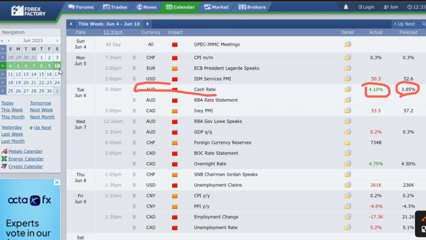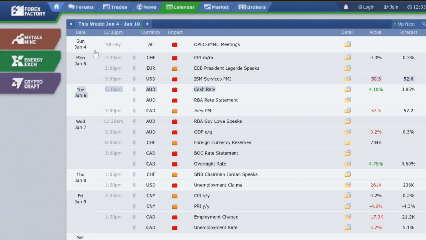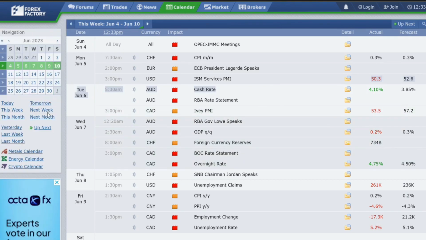And then the US services PMI and the unemployment rate that came out lower than expected dragged the DXY lower and made the US dollar weak over the major currency pairs. So that's why we see US dollar weakness. Last week we had the ISM manufacturing PMI which came out below expectation, and the unemployment claims which came out below expectation, which made the US dollar weak against the major currencies last week.